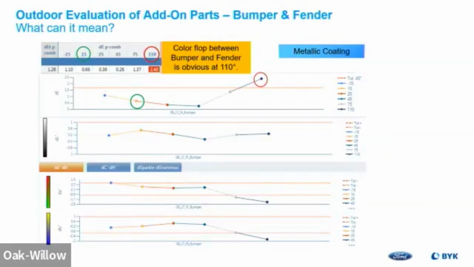Here you can see the difference with the numbers. So on the 110, I'm failing. I'm out of spec for the color. But on the 15 angle, I'm in spec. So this is very important, especially for metallic coatings, because the angle you're looking at is really going to affect your judgment.